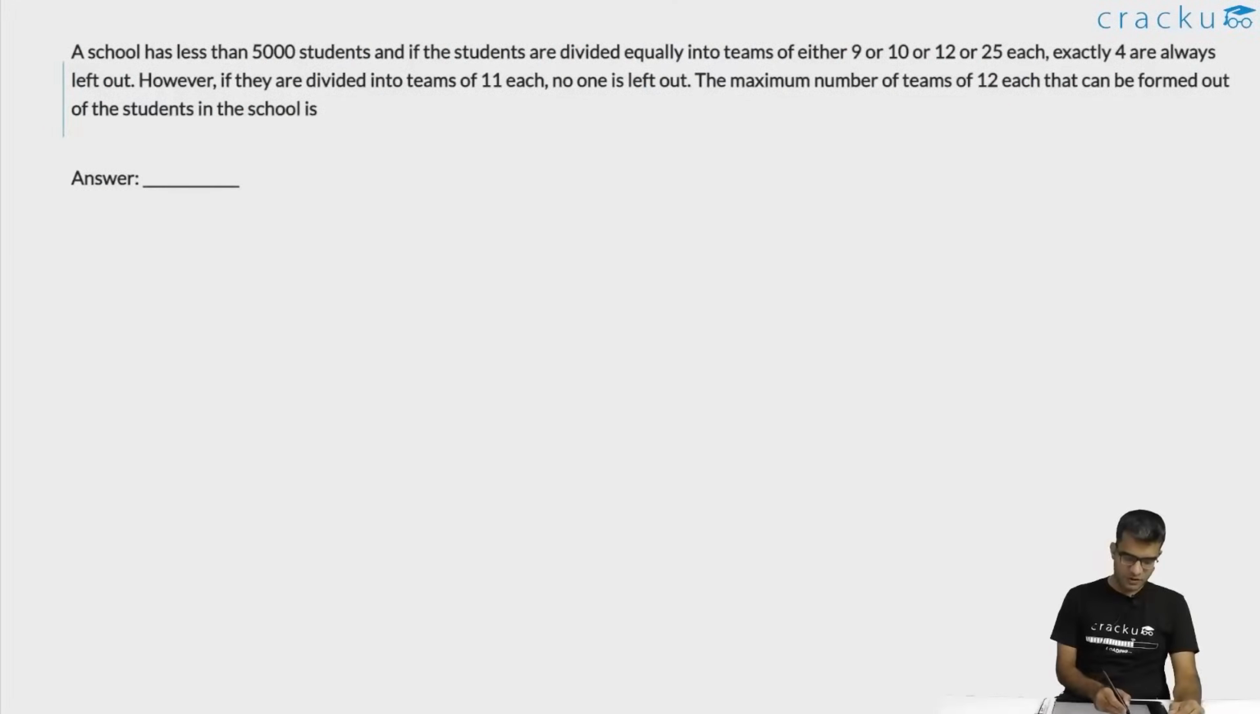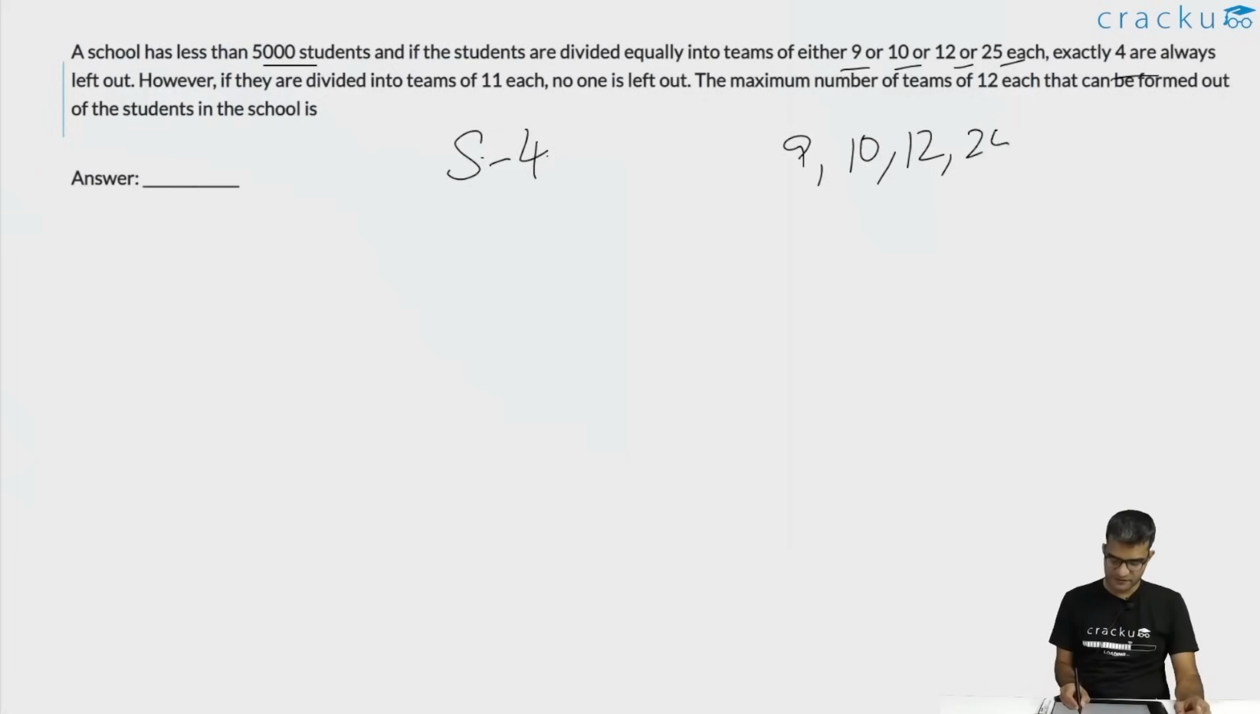In this question, we are told that there is a school which has less than 5,000 students, and if the students are divided equally into either 9 or 10 or 12 or 25 teams, then exactly 4 are always left. So what this means is, if you assume that the number of students is equal to S, and if you deduct 4 from S, that is S minus 4, then S minus 4 is a multiple of 9, a multiple of 10, a multiple of 12, and a multiple of 25.